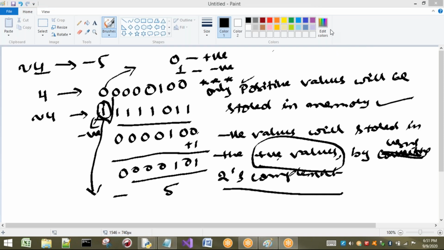Right. Now listen carefully. The same example I will repeat once again, but you have to understand these points first. What are those points? Only positive values will be stored in memory. Negative values will be stored as positive values in memory. How will it be done? By using 2's complement.